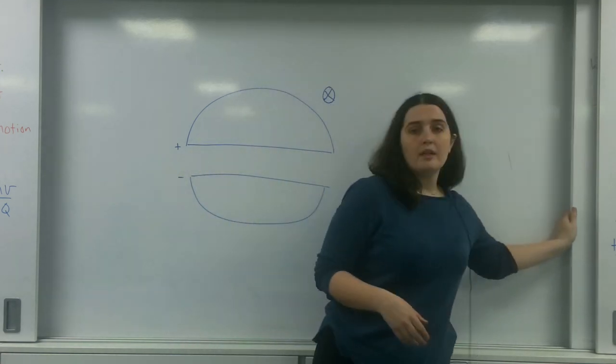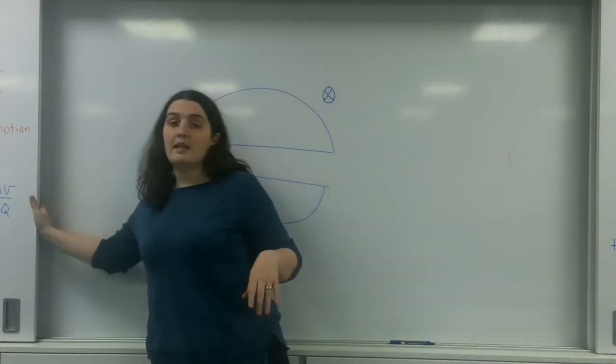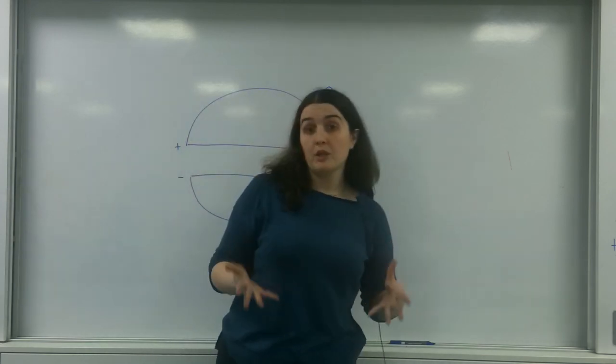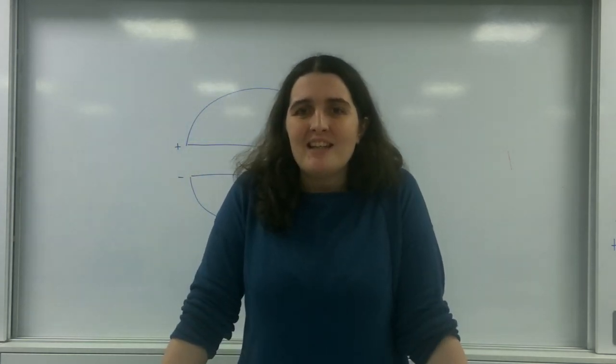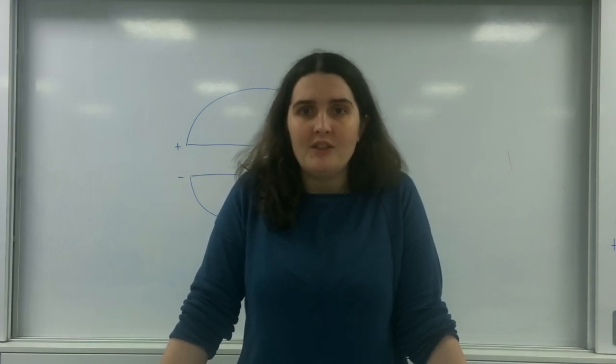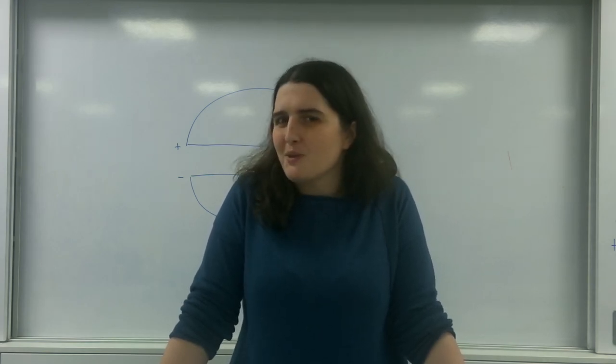Today I'm going to talk about the cyclotron. Now, the cyclotron is a special piece of equipment that is used in particle colliders to speed up the particles to a certain speed, so that when they collide, you can see some really interesting results.